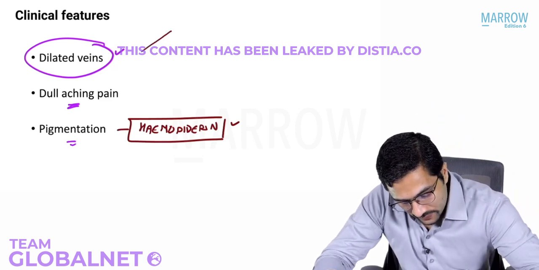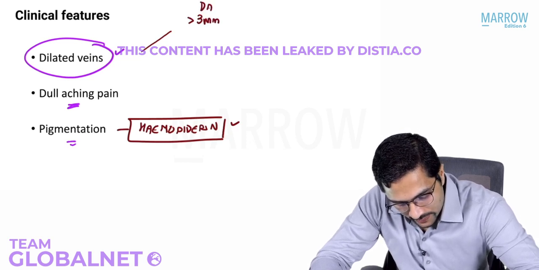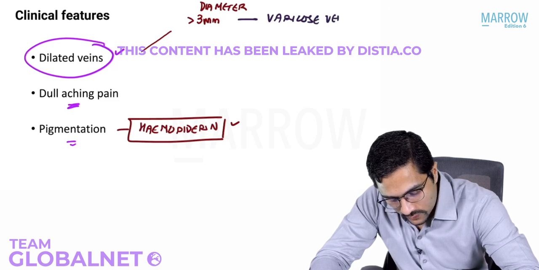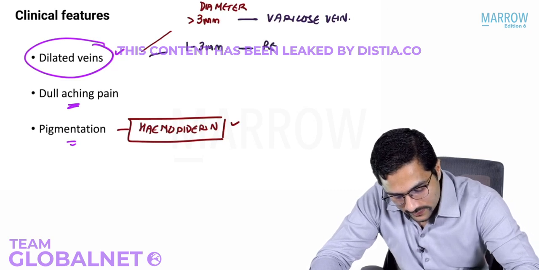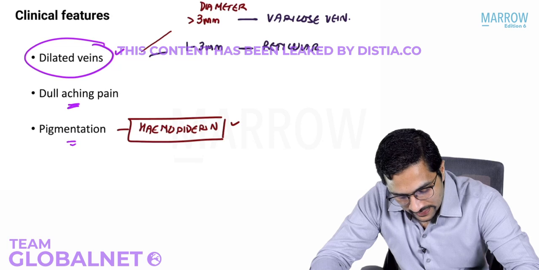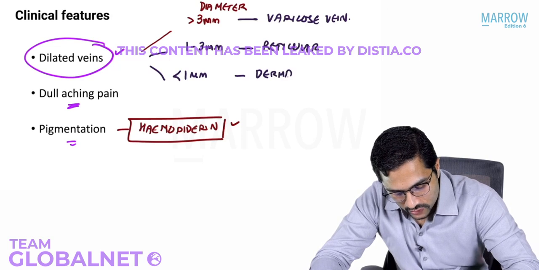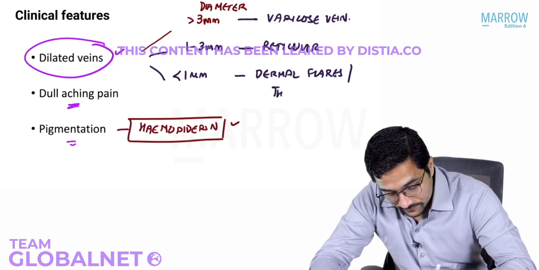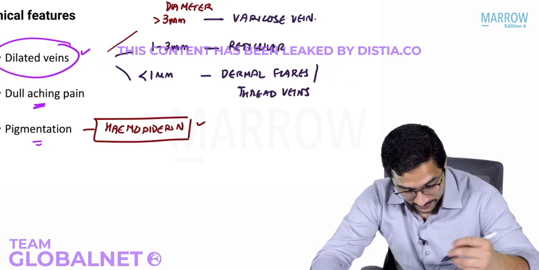Now, if you have a dilated vein which is more than 3 millimeters in diameter, then we call it a varicose vein. If the diameter is 1 to 3 millimeters, then these are known as reticular veins. And if the diameter is less than 1 millimeter, then we call them dermal flares or thread veins. So these are the three types of veins which you can see in a patient with varicose veins.